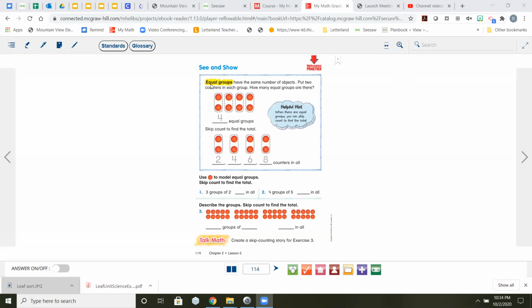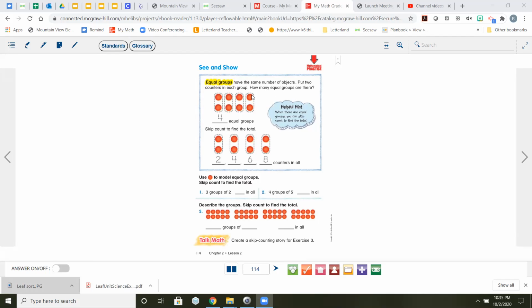Equal means the same. So we need to remember that's very important. Let's read this. Equal groups have the same number of objects. Put 2 counters in each group. How many equal groups are there? Here you'll notice there's 2 and then there's a circle around. The groups are made by the circling, and it said to make sure there's 2 in each one of them. So it's equal when each one of those are circled and they have the same number of objects.